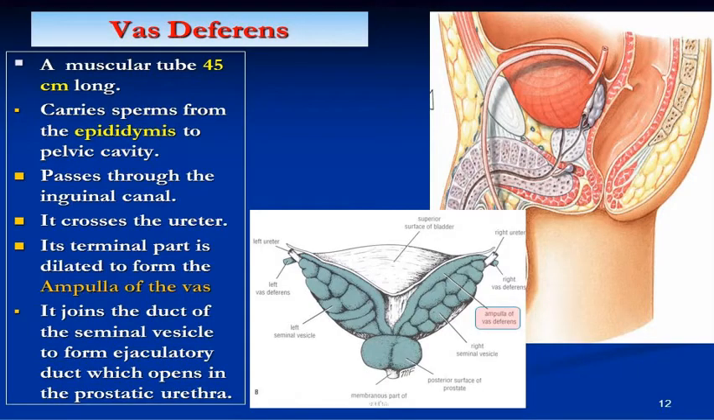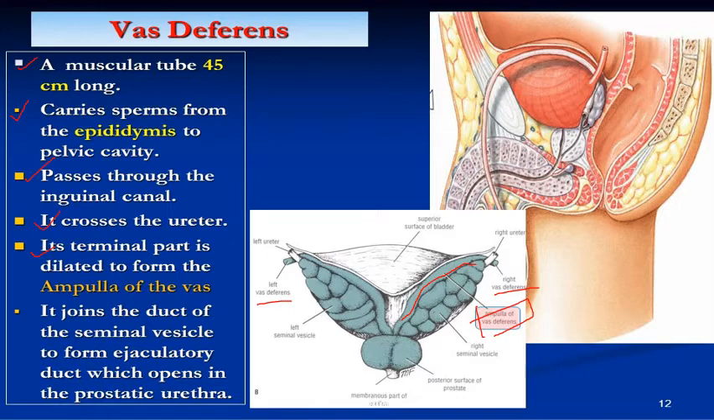Now the vasa deferens. The sperms which are produced from the seminiferous tubules are stored inside the epididymis, and now will be carried by the vasa deferens. These are long muscular tubes, near about 45 centimeters long, and carry the sperms from the epididymis to the pelvic cavity. I have told you these things. Now it passes through the inguinal canal, it crosses the ureter, and its terminal part becomes somewhat dilated, and this dilated part is said to be the ampulla of the vasa deferens. This is the right vasa deferens, and this is the left side of the vasa deferens.